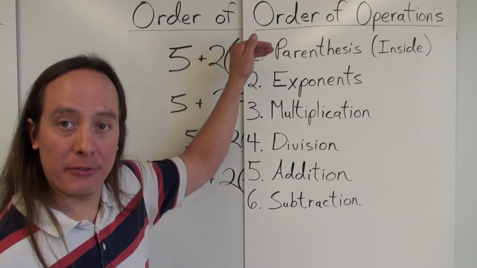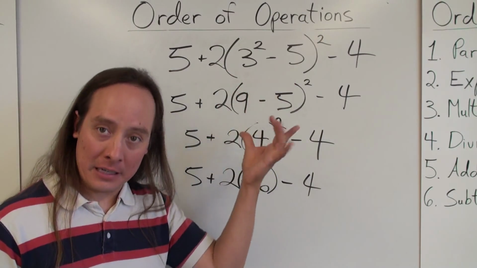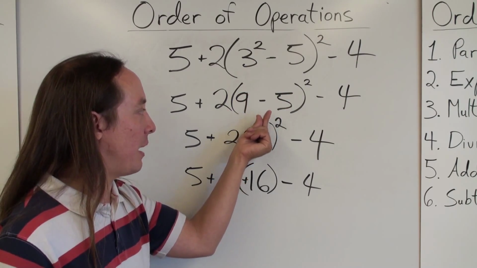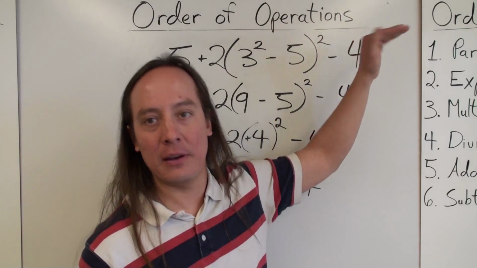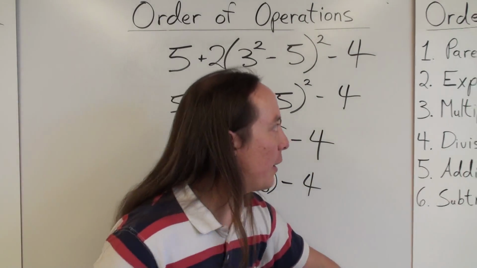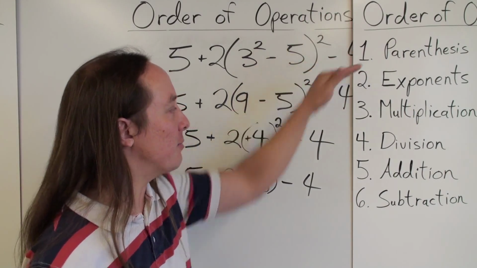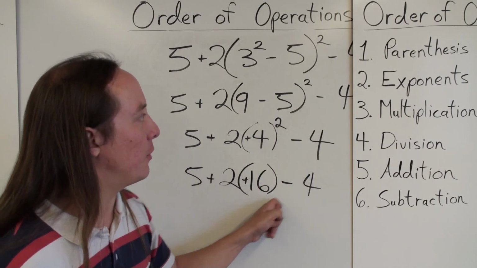We did parentheses first. We did what was inside the parentheses, and that took a couple of steps to do. So we had to do the exponent, get the 9, do the subtraction, 9 minus 5, 4. At this point, we can say, phew, we finished the parentheses. We finished that, finally. And now we're just going through the steps after that. Exponents, I did the exponent now, the 4 squared.